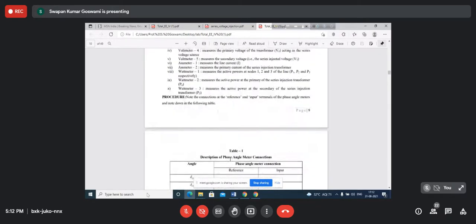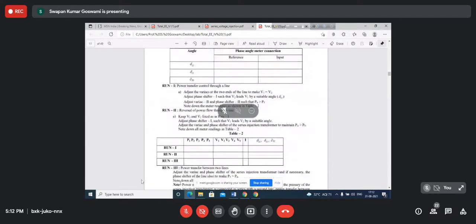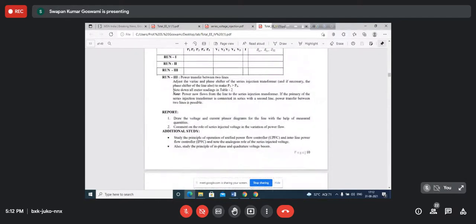So for doing this, what adjustments are to be made? In run 3, adjust the variac and phase shifter of the series injection transformer to make P5 greater than P4. Now, from the line N to the transformer N. That means from, you can say, line 1 to line 2 as if. Note down that this is the only requirement, and voltage you can maintain as before.